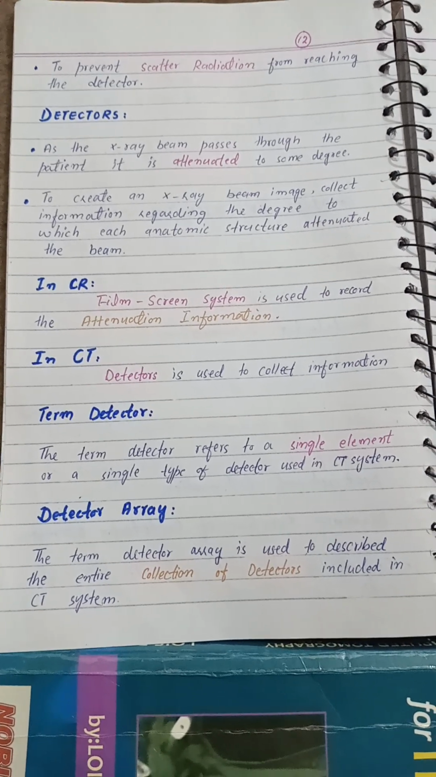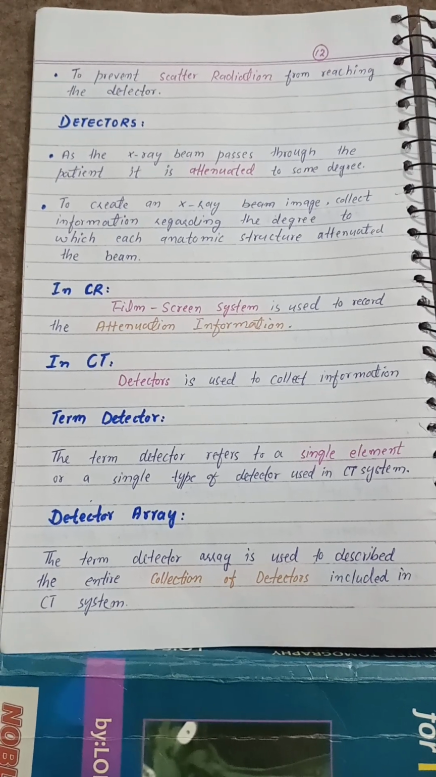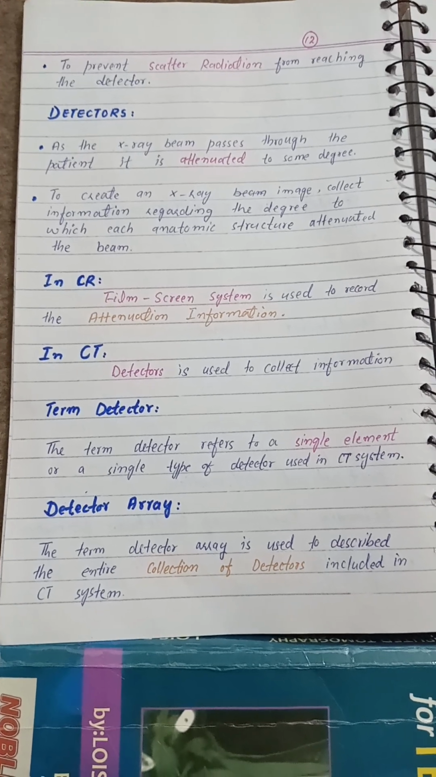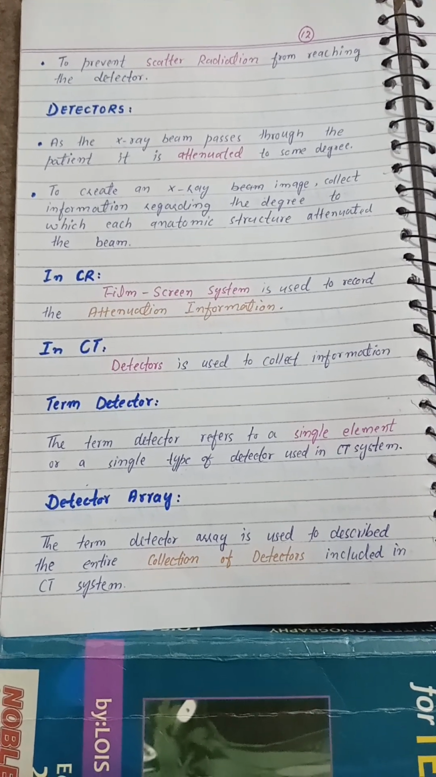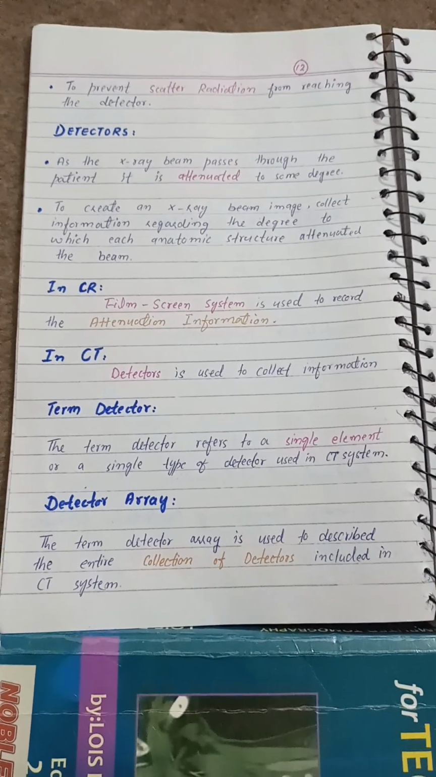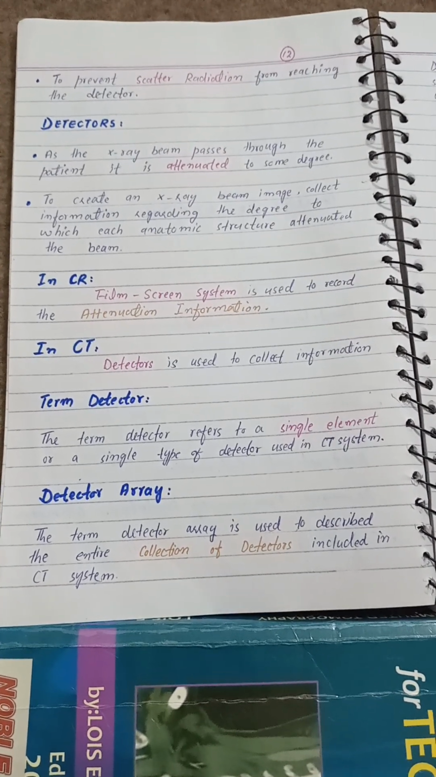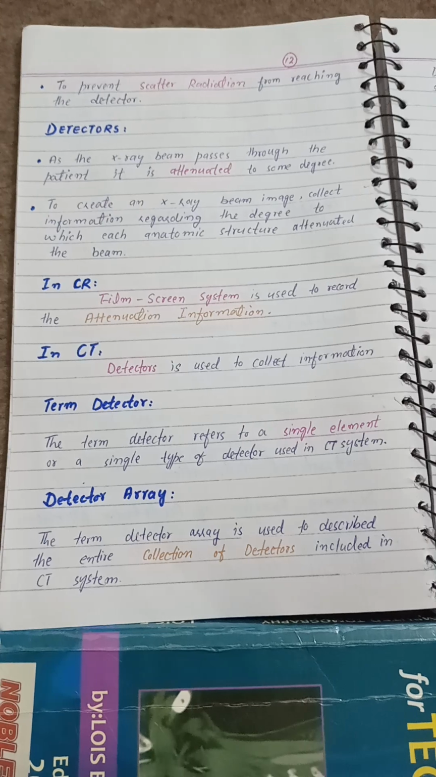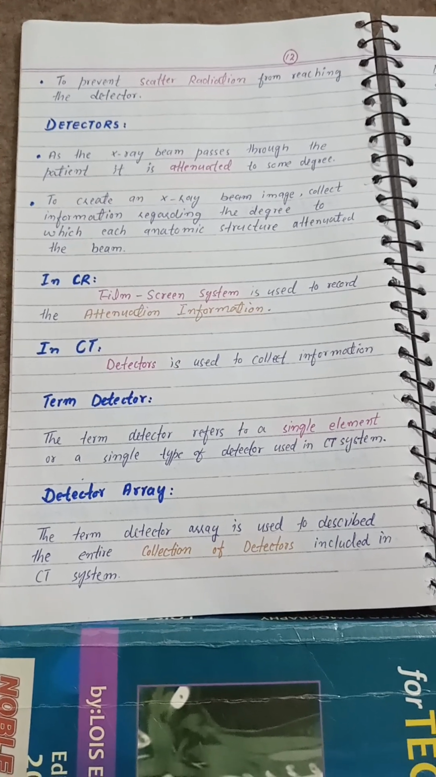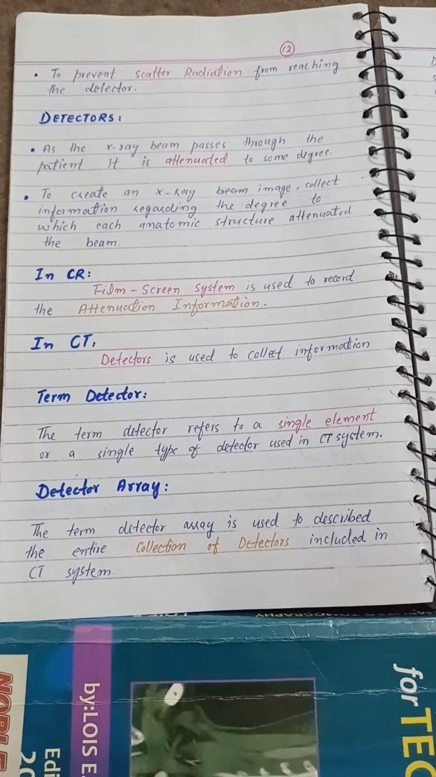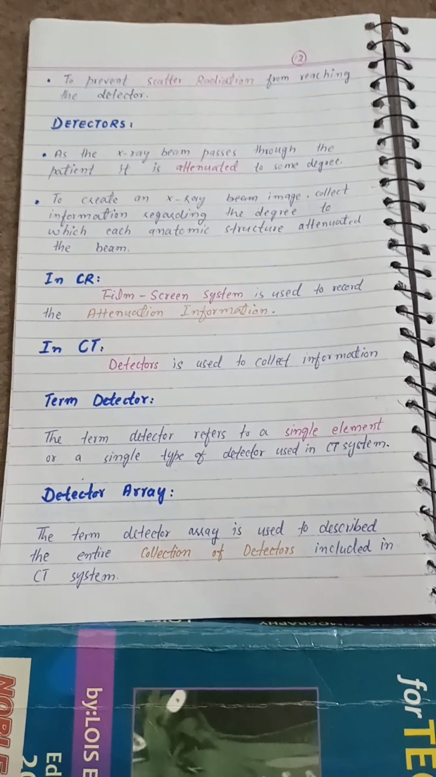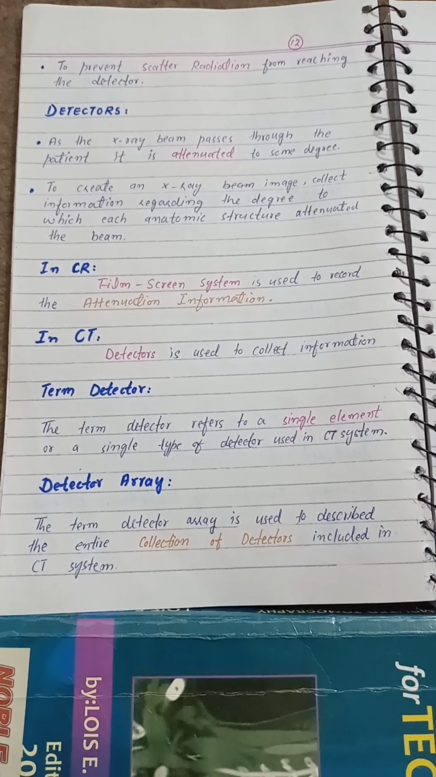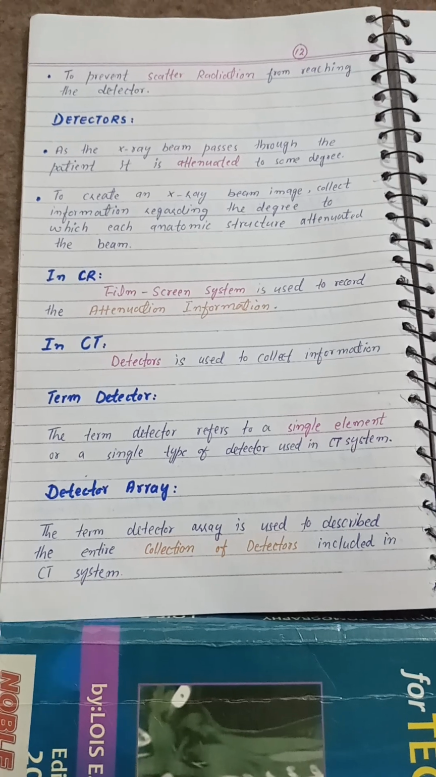Detectors. As the X-ray beam passes through the patient, it is attenuated to some degree. To create an X-ray image, we collect information regarding the degree to which each anatomic structure attenuated the beam. In CR, a film screen system is used to record the attenuation information. In CT, a detector is used to collect information. The term detector refers to a single element or a single type of detector used in a CT system. The term detector array is used to describe the entire collection of detectors included in the CT system.